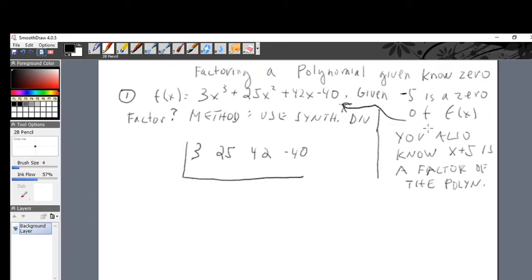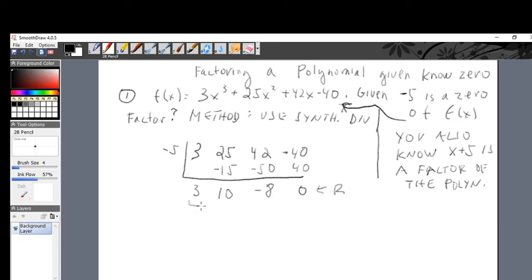That means if you divide by x plus 5, you're going to get a remainder of 0, but that's going to be very helpful. So watch this. Put a negative 5 over here. Bring down the 3. Negative 5 times 3 is negative 15. 25 and negative 15 is 10. Negative 5 times 10 is negative 50. 42 and negative 50 is negative 8. Negative 5 times negative 8 is positive 40. Don't forget, this was a negative 40. Negative 40 and 40 is 0. Okay, very good. That's the remainder.